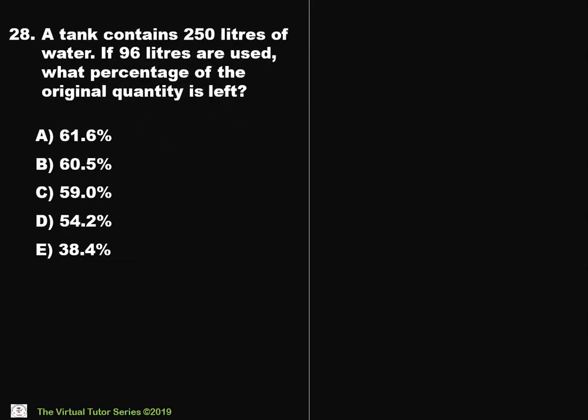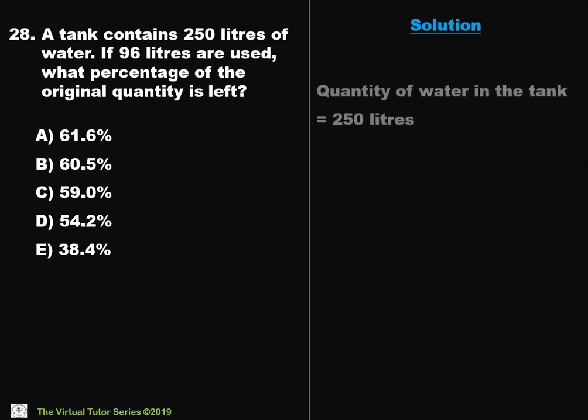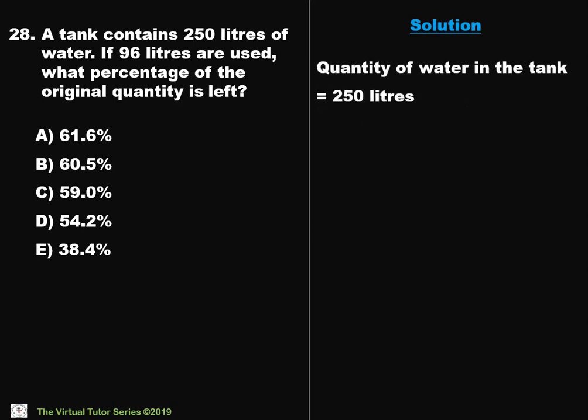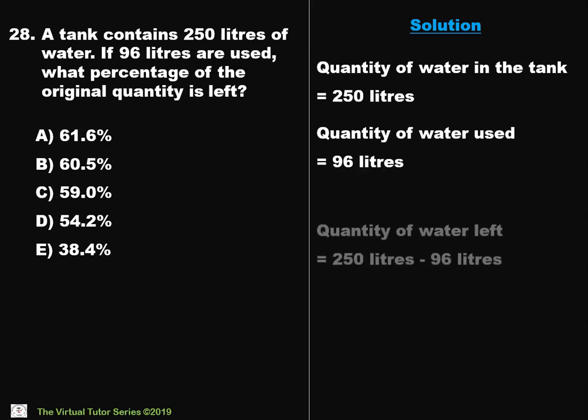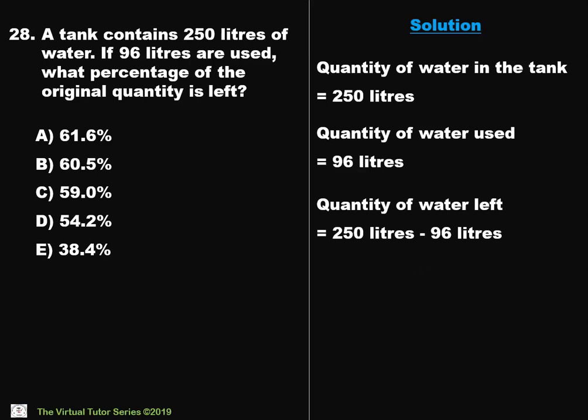Question 28. A tank contains 250 liters of water. If 96 liters are used, what percentage of the original quantity is left? Solution. The quantity of water contained in the tank is 250 liters, and the quantity of water used up is 96 liters. Now, the quantity of water left can be determined by deducting the quantity of water used from the quantity of water in the tank. That is 250 liters minus 96 liters. This gives us 154 liters.